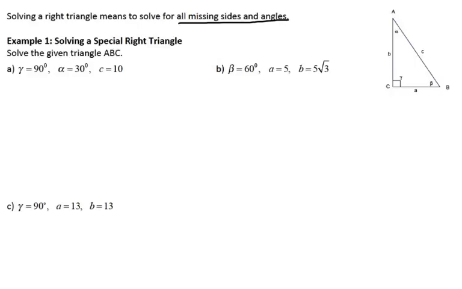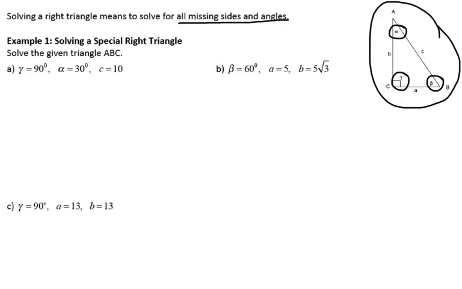So the triangle that you're going off of is this right here. We have angle A, B, and C. We label those with alpha, beta, and gamma. Alpha is angle A, beta is angle B, and gamma is angle C. Across from alpha is side A, across from beta is side B, and across from gamma is side C. So we're going to use that triangle to solve for all of those missing pieces.